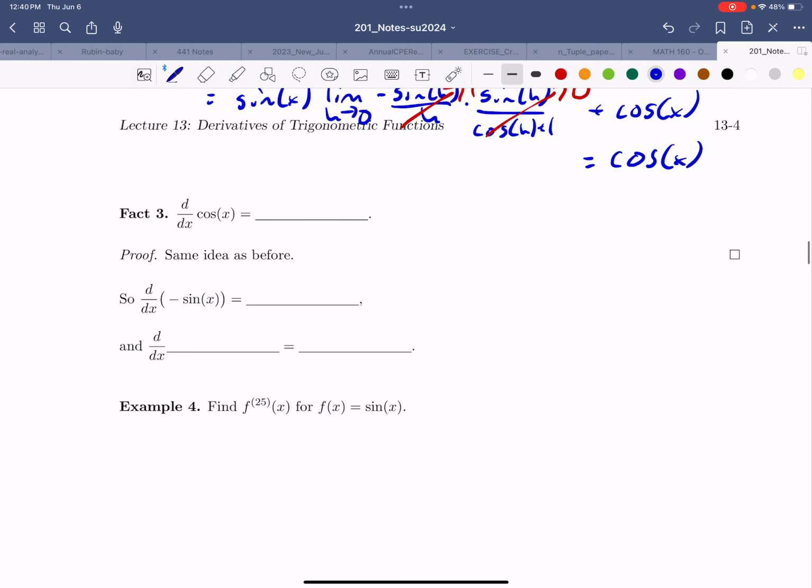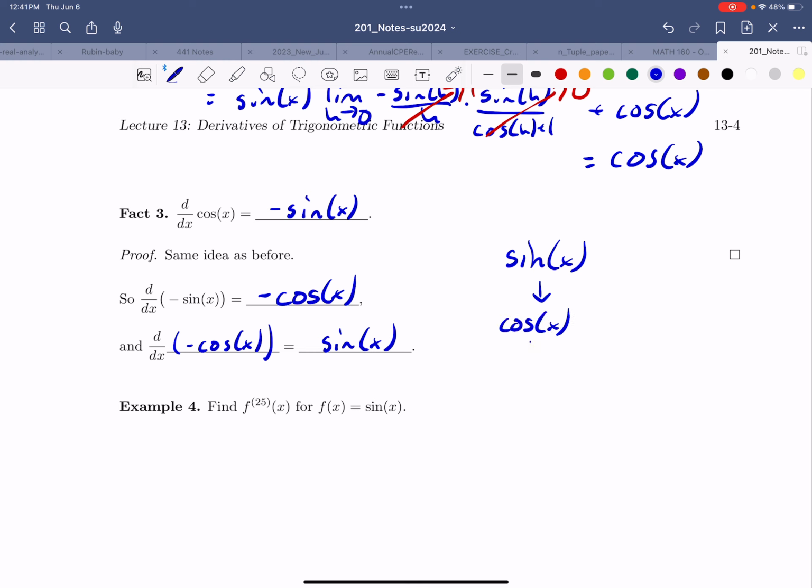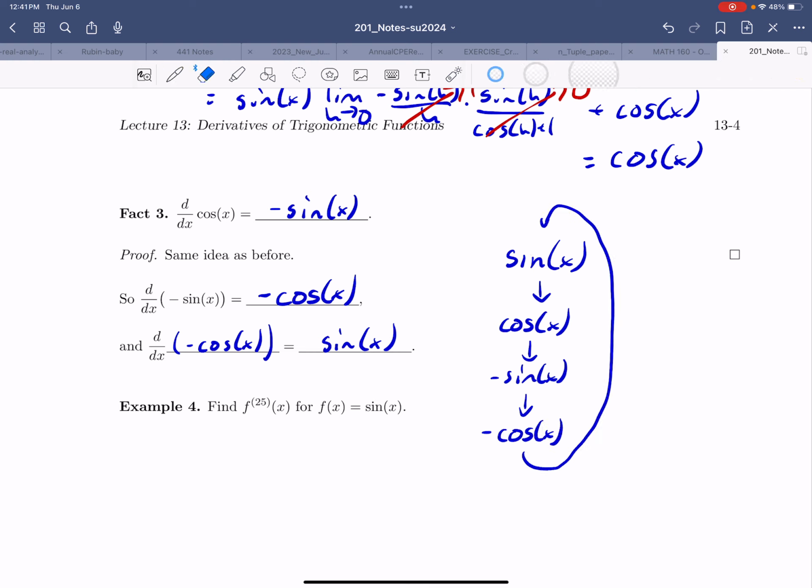Okay. Now, similarly, the derivative of cosine of x equals negative sine of x. It's a similar sort of proof. Let's not do it here. Well, if we know that, then we know the derivative of negative sine of x is going to be negative cosine of x. And the derivative of negative cosine of x equals sine of x. So we have this chain: sine, and the derivative of that is cosine, the derivative of that is negative sine, the derivative of that is negative cosine, and then the derivative of that, oh, it's sine again.